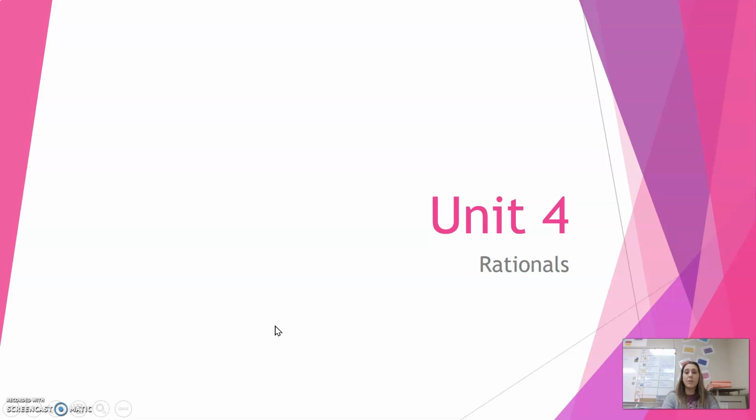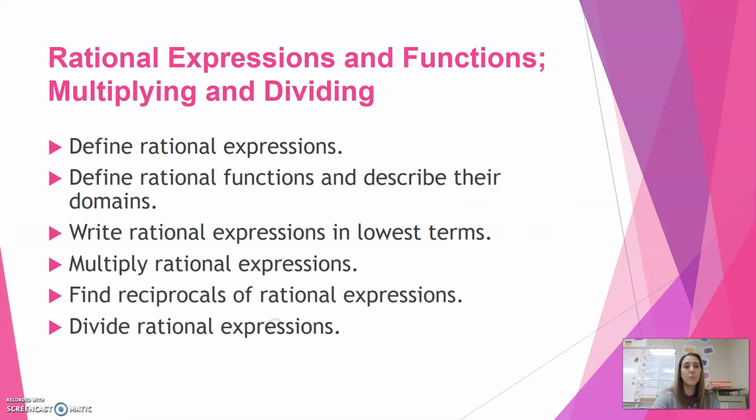Okay, so we are starting a new unit. It's called rationals. When you think of rational expressions and functions, we're going to be multiplying and dividing. But first, we need to define what a rational expression is. We need to be able to describe their domains. So in this unit, it's going to be all real numbers. That's always going to be the beginning, but then it's going to have some kind of restriction. Not always, but most of the time there's going to be some kind of restriction, and we're going to go over that. You're going to simplify, so you're going to write those rational expressions in its lowest possible terms.